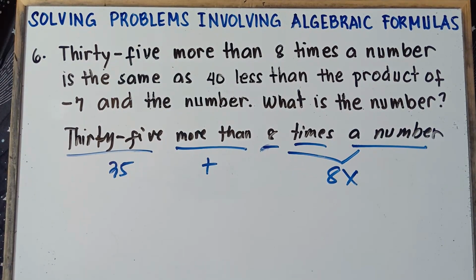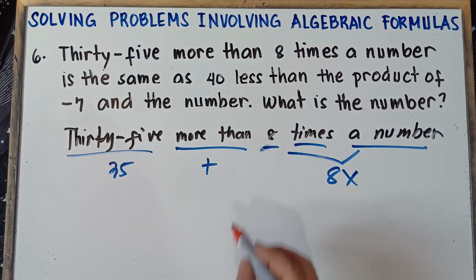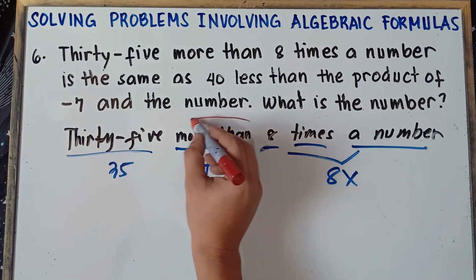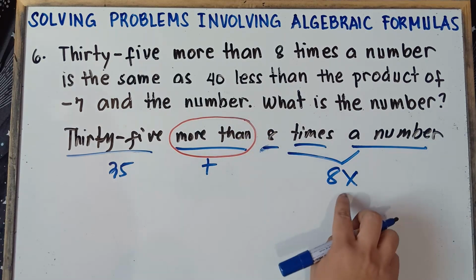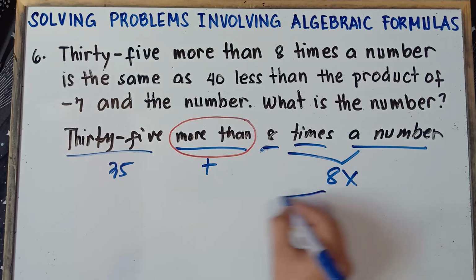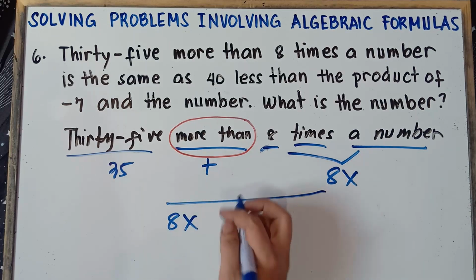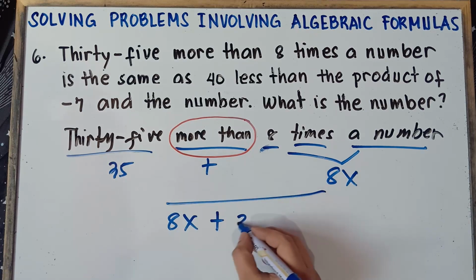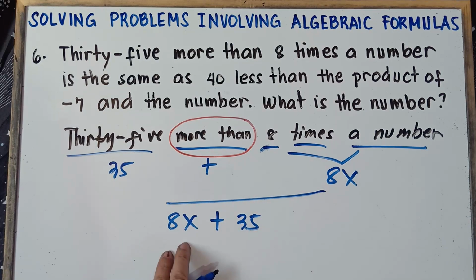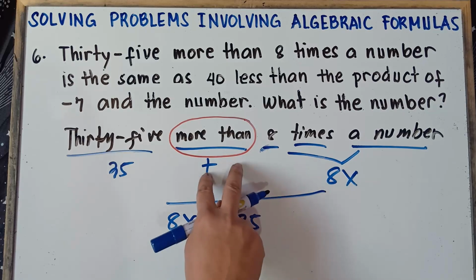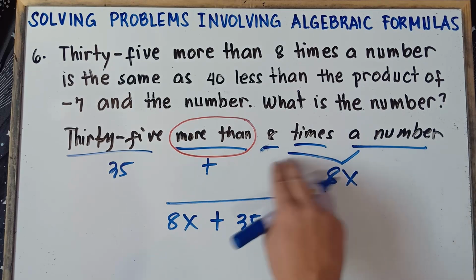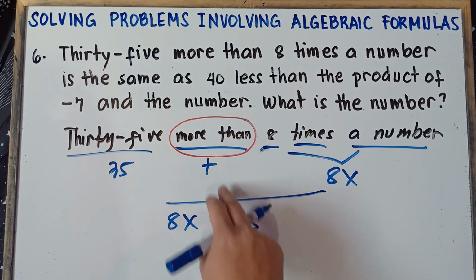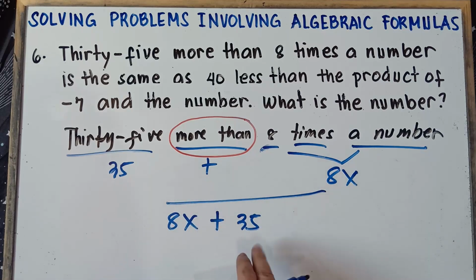Now, you need to be careful with this one, class. If you have the words more than, you do it in reverse. 8 times a number comes first, so this will be 8x. Copy the plus sign, and then copy 35. It should be 8x plus 35 because you have the words more than. This is the correct expression, class.